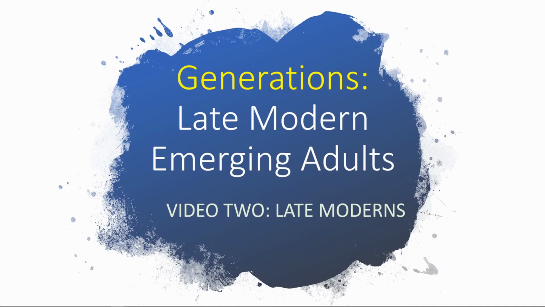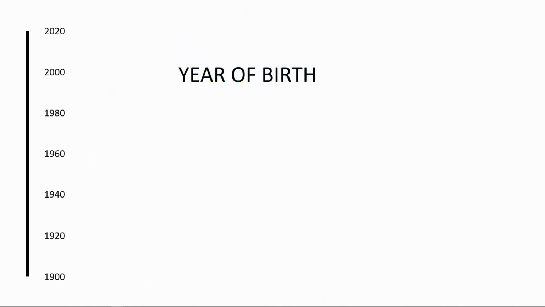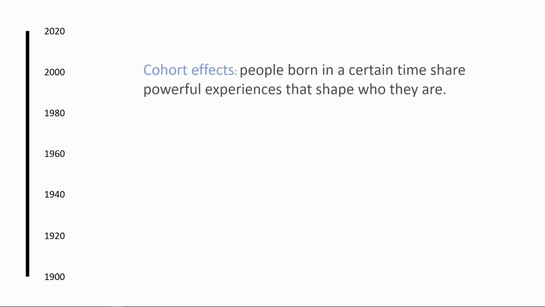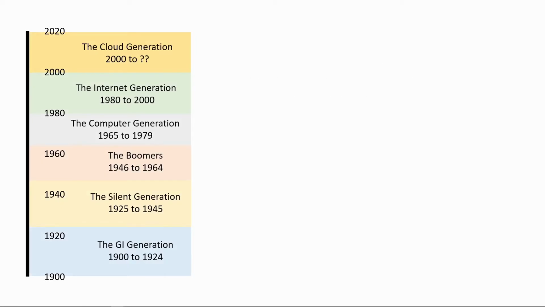In the first video, I discussed birth years. Birth years are used to identify cohorts of people who live in a particular place and time and were shaped into the people they are because of those shared experiences. Cohort realities help us understand who the people are in the GI generation, the silent generation, the baby boom generation, and so forth. Based on some key changes in technology across the last 120 years, I suggested some new names for generations X, Y, and Z. So the names we use could help us better understand who they are. I called them the cloud generation, the internet generation, and the computer generation.